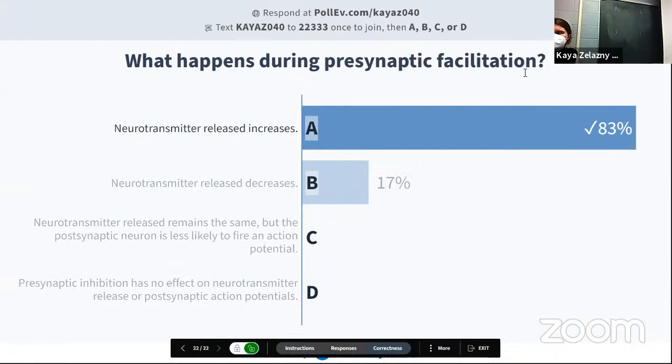Yep. So facilitation is release increases, inhibition would be release decreases.